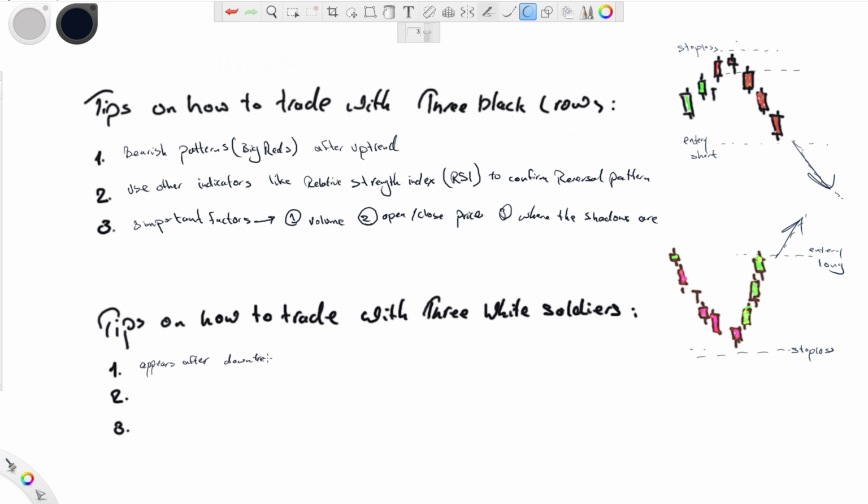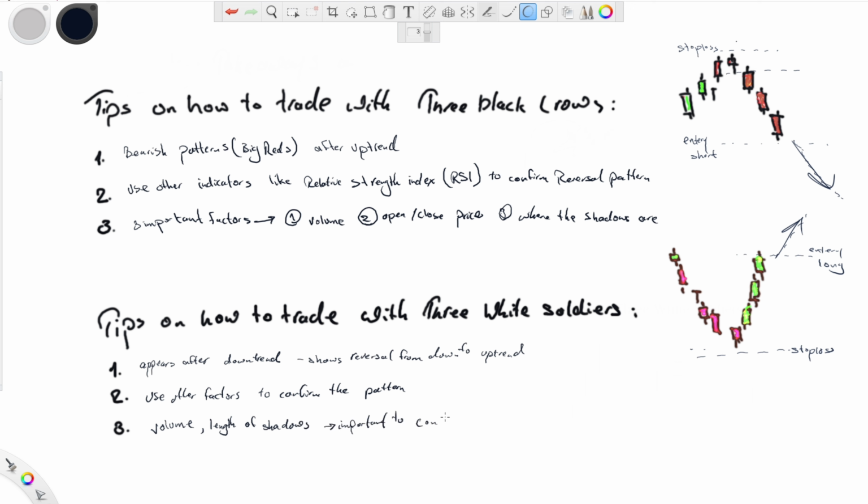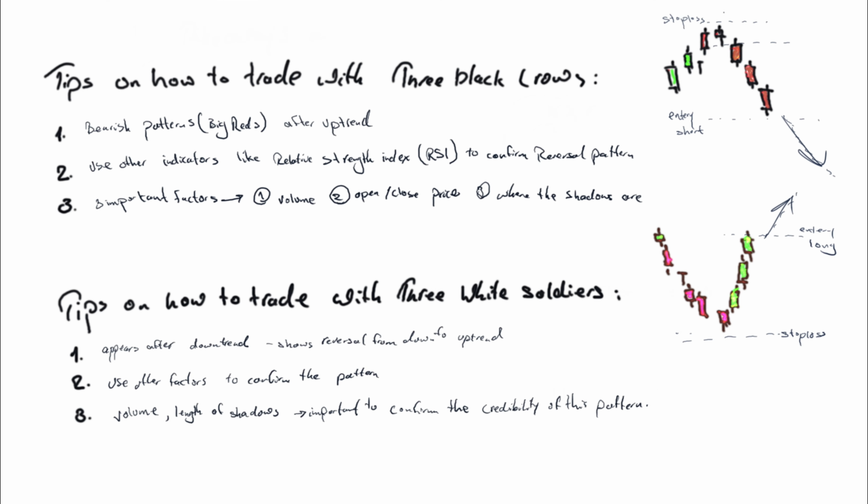And about three white soldiers, it appears after a downtrend and shows the reversal from downtrend to uptrend. Again, use other factors such as other indicators to confirm this reversal. And same as the three black crows pattern, volume, length of the shadows, and the open and close price of the candles are important factors in trading with these patterns.